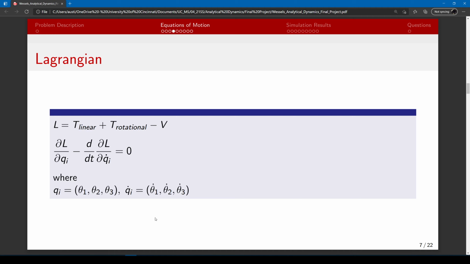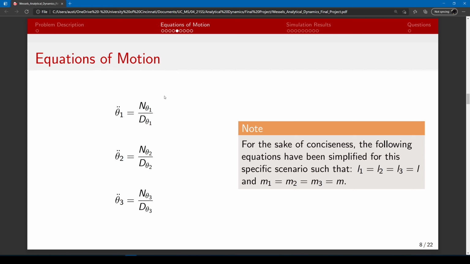So the equations of motion. You'll see we're using some intermediate variables here for each equation. And even doing this, we still want to make an assumption to abbreviate these equations.